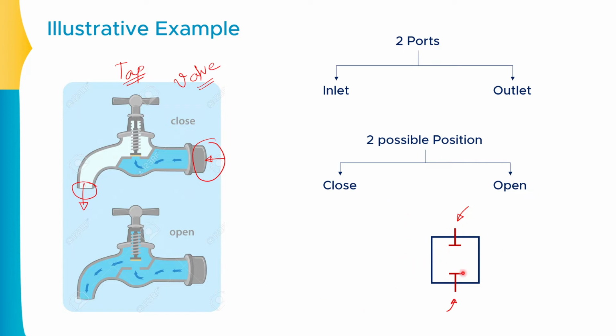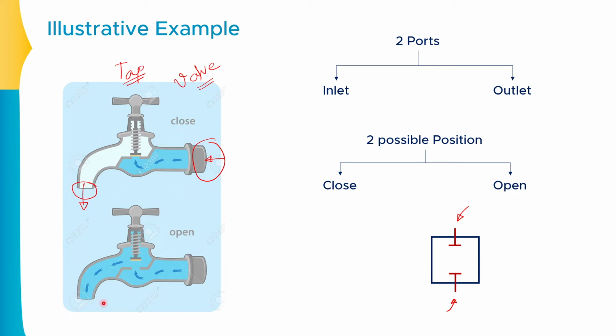Now this specific thing shows that the inlet port and the outlet port are blocked. There is no fluid passing from the inlet to the outlet. Now the second position is the open position, where the fluid goes from the inlet to the outlet.